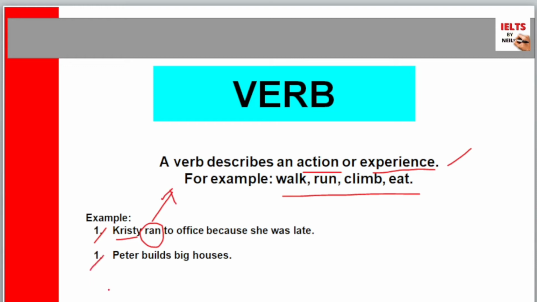Look at the next one. Peter builds big houses. So of course Peter is a noun. What is Peter doing? What is the action which is being done in the sentence? The action is that houses are being built. So build is a verb in this one. Build is the action which is being done in the sentence, like Peter is building a house. Peter is doing this action, so that action is building. So that word build is a verb.